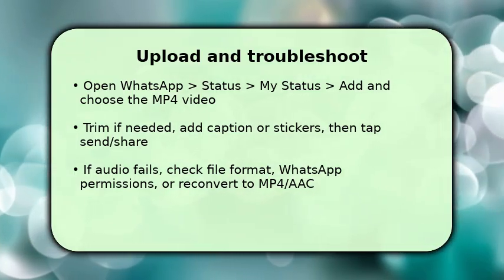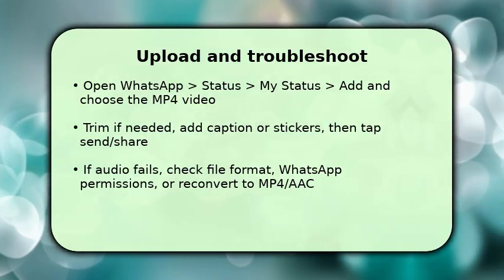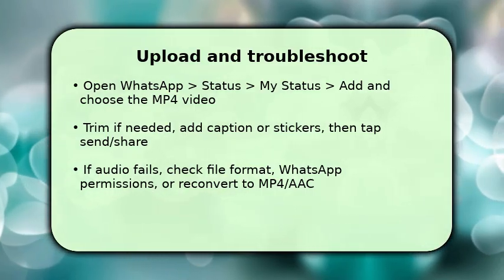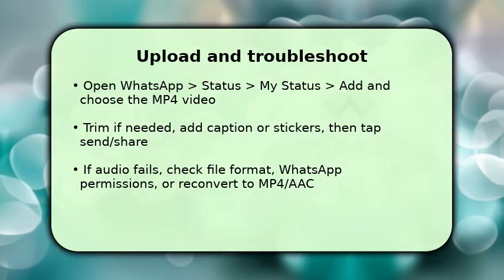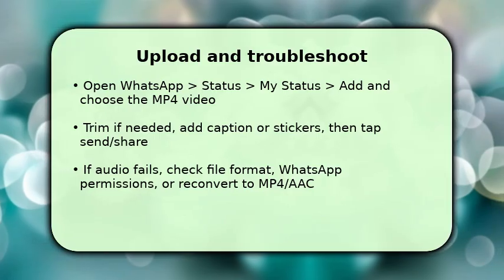If nothing plays, make sure WhatsApp has permission to access storage and media. If the file is incompatible, reconvert using MP4 with AAC audio. As a quick fix, restart WhatsApp or re-export the video at a lower bitrate and try uploading again.